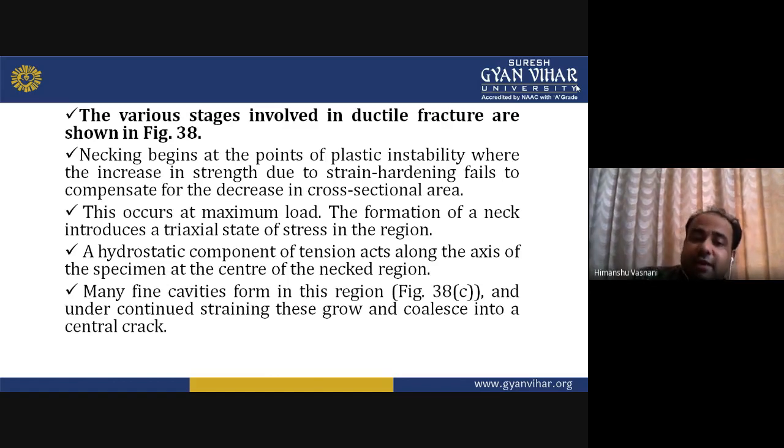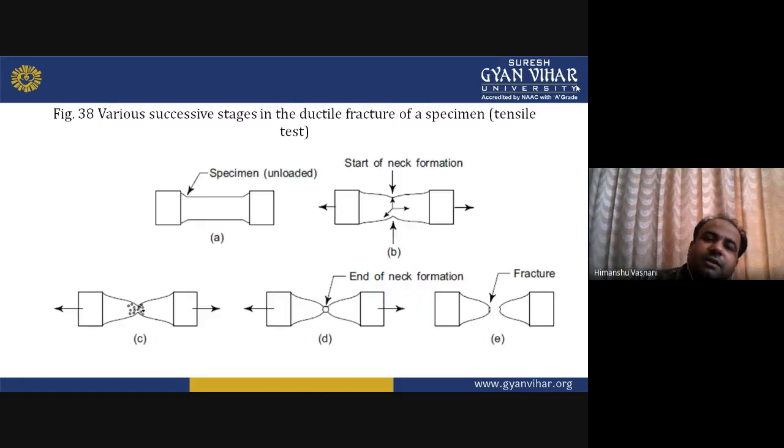Many fine cavities form in this region, like in the figure. Under continued straining, these grow and coalesce into a central crack. See this diagram, showing you the changes in the ductile fracture of a specimen.